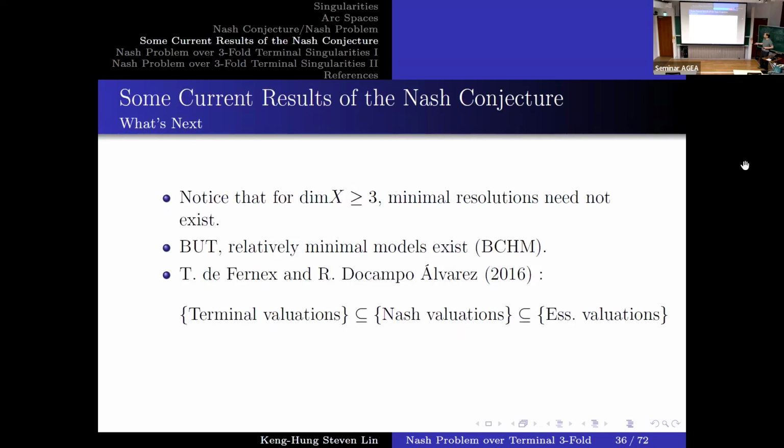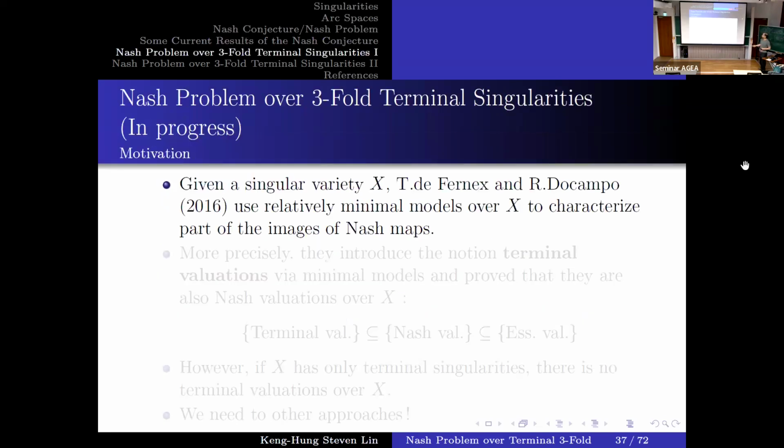Okay, so yeah, this is the end of the introduction. Any questions? Okay. All right, so the rest of the two sections are my current work, or my PhD thesis. From now on, I will talk about my current work on the Nash problem over fourfold terminal singularities.